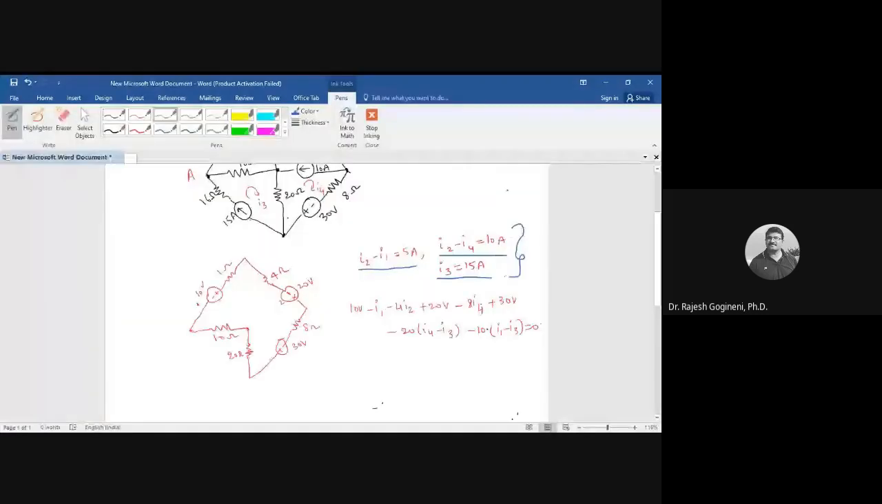Okay, so simplify this problem using that KVL and find the loop currents, right? Okay.